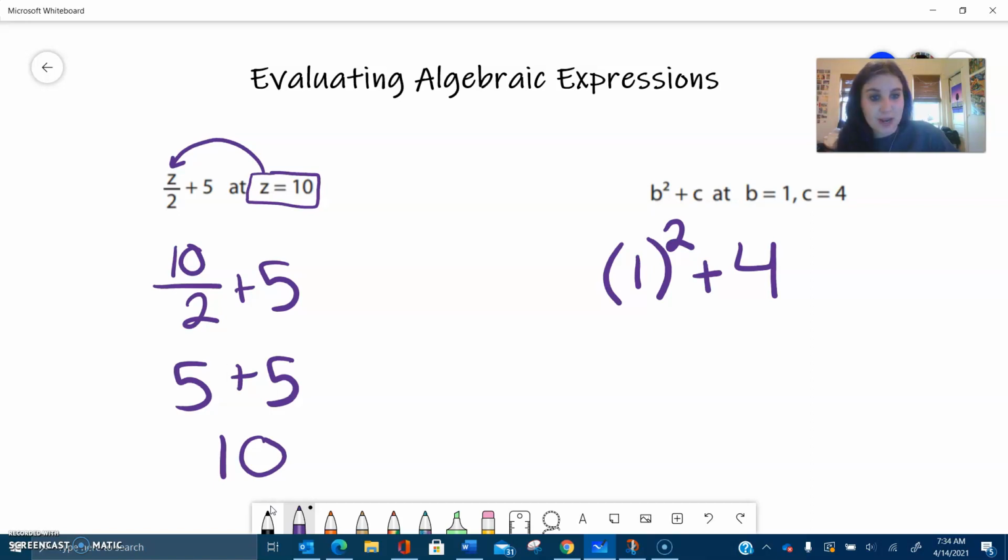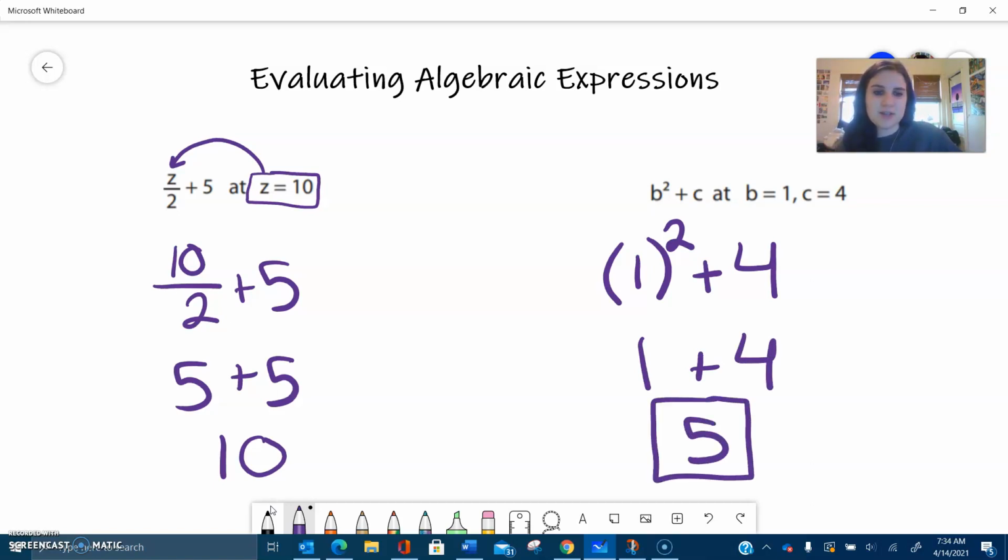So 1 squared, or 1 times 1, equals 1, and then plus 4. And 1 plus 4 equals 5. So that is just two examples of how to evaluate expressions.